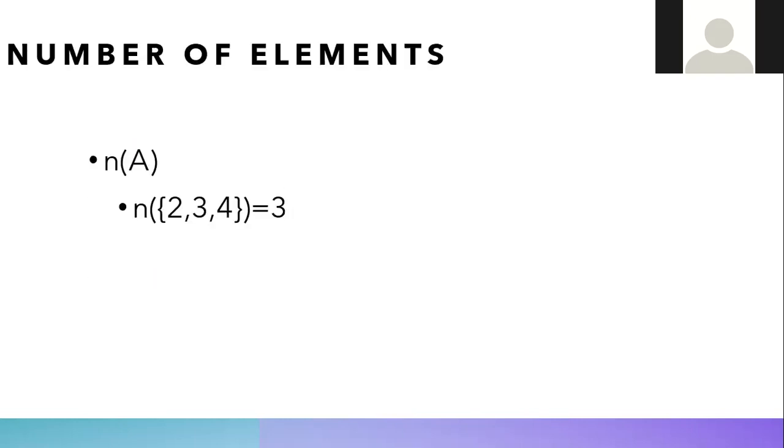Now for the number of elements. If we're talking about how many elements are inside our set, we can use n. So for example, n in normal brackets, then our curly brackets of 2, 3, 4, close both sets of brackets, equals 3. So we've got 3 elements inside that set, so n would equal 3.